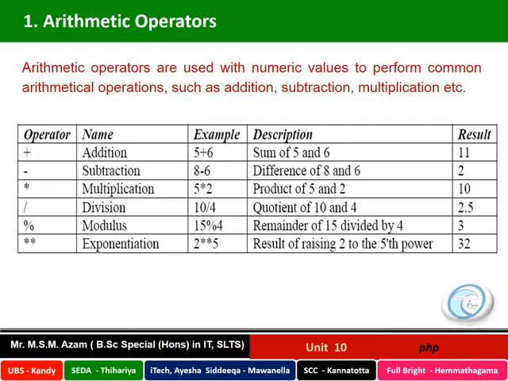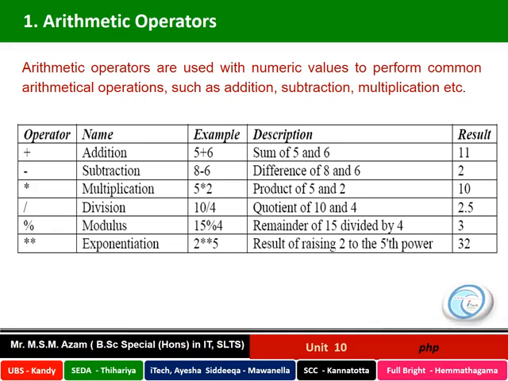Accordingly, first going to talk about arithmetic operators. Arithmetic operators are used with numeric values to perform common arithmetical operations such as addition, subtraction, multiplication and so on. In PHP, there are 6 arithmetic operators. The first one, plus for addition, minus for subtraction, asterisk for multiplication, slash for division, percentage mark for modulus and double asterisk for exponentiation or power.